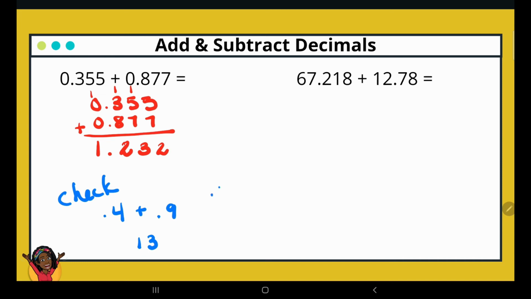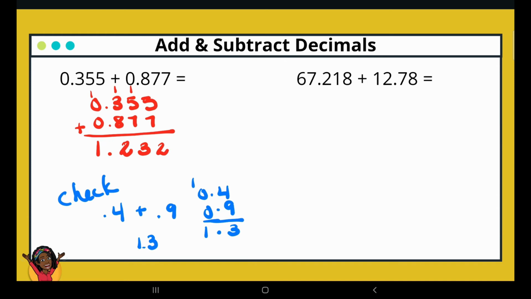And if I had stacked these, the decimal point would be located here. 4 plus 9 is 13. We would have carried the 1. So it would have been 1.3, which isn't too far off from 1.232. So based on that comparison, I can draw the conclusion that my number is in the accurate range.